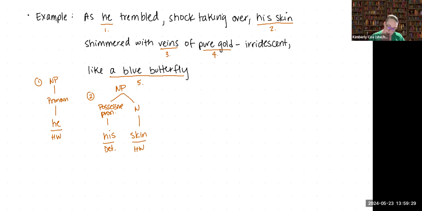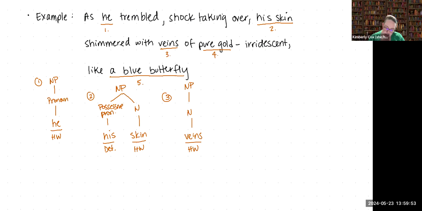Okay. Let's take a look then at number 3. Veins. Well, veins is a noun. It's the only word. So then it must be a noun phrase on its own, which means veins must be the head word for our noun phrase. Okay. Nice and simple.